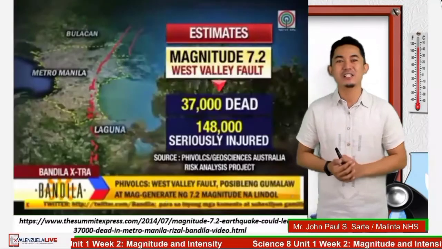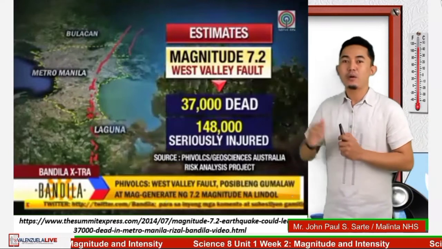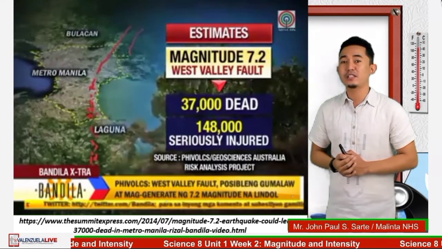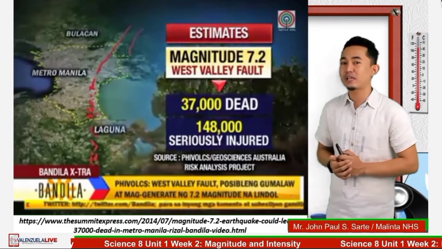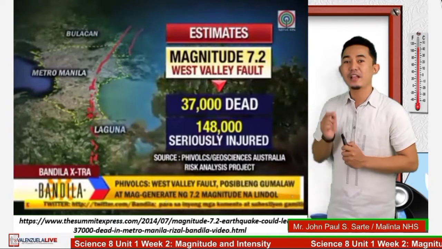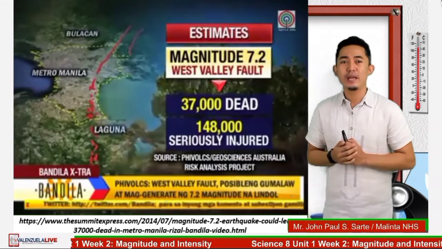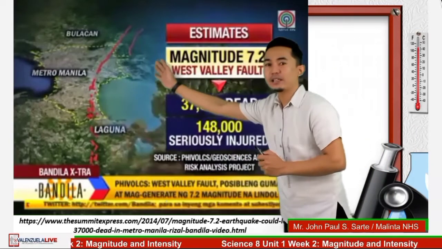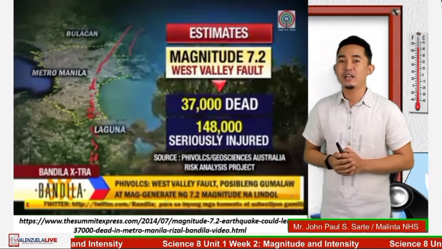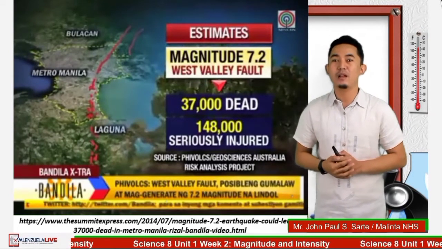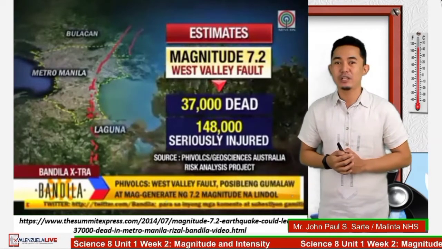Now, as you notice, this is the news. Way back in 2014, 37,000 were found dead and 148,000 people were seriously injured with a magnitude of 7.2 in the West Valley Fault. And our source here is PHIVOLCS, the Philippine Institute of Volcanology and Seismology. That's all for magnitude class.